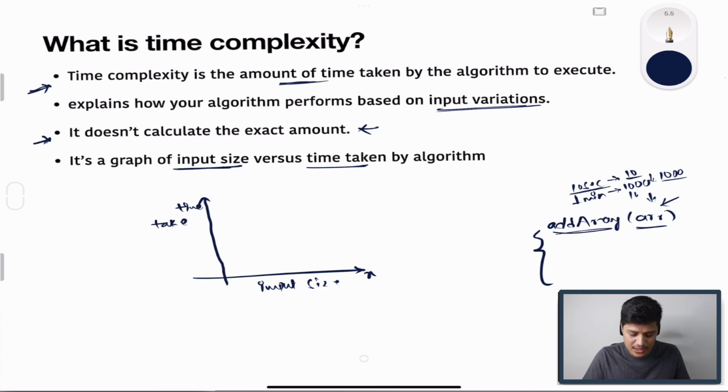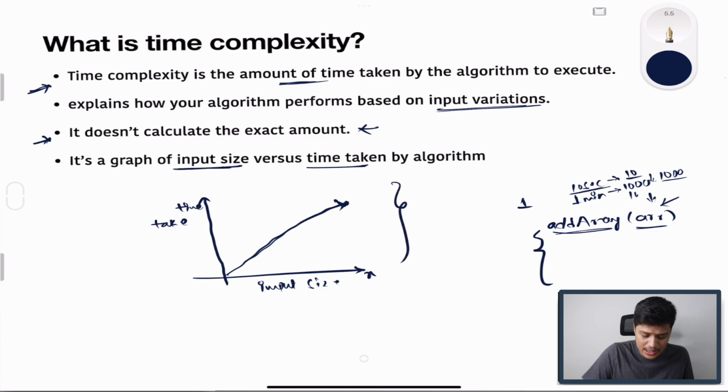So for the input size that we have here, first we will pass an array that has only one value, and we know how much time it is going to take, right? Based on the different sizes that we pass to this add array function, we will try to graph the amount of time taken. This is nothing but the whole time complexity analysis of the algorithm that we have written.